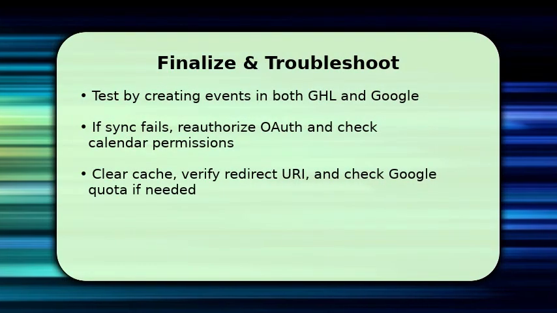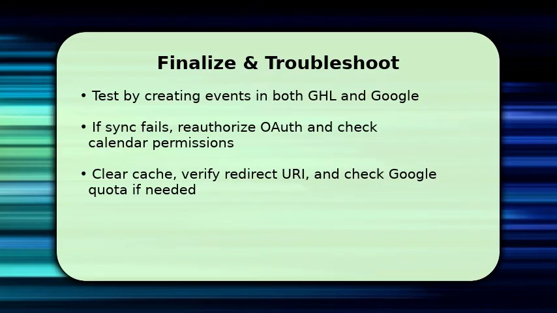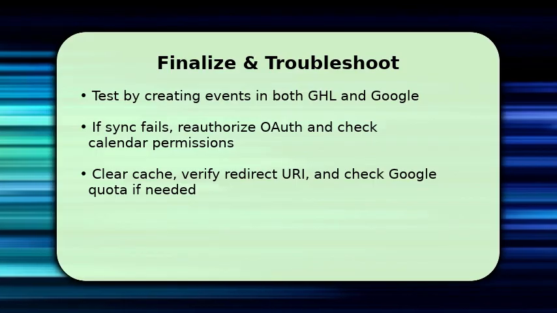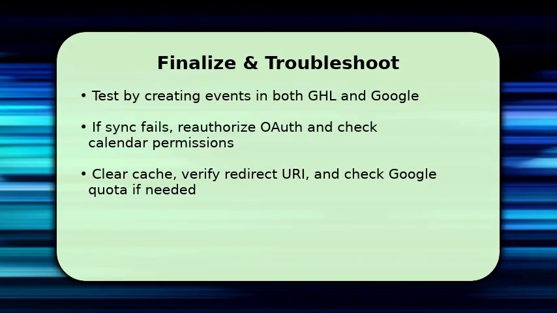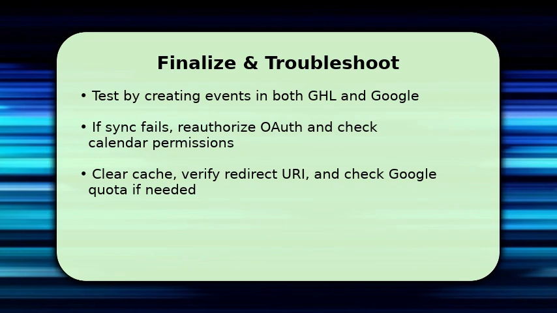Create a booking in Go High Level and an event directly in Google Calendar, then verify both appear in each system. If items don't sync, first reauthorize the integration in GHL to refresh tokens, and confirm the calendar permissions include write access. Also check the OAuth redirect URI exactly matches what GHL provided, clear browser cache, and inspect Google API quota limits. If problems persist, revoke and recreate credentials, then repeat authorization.